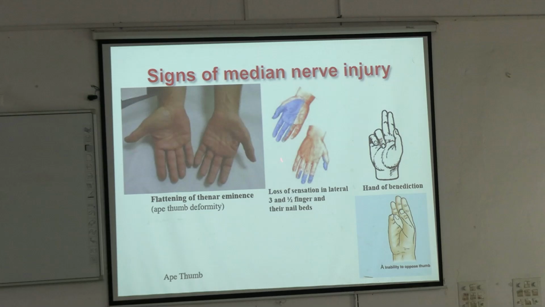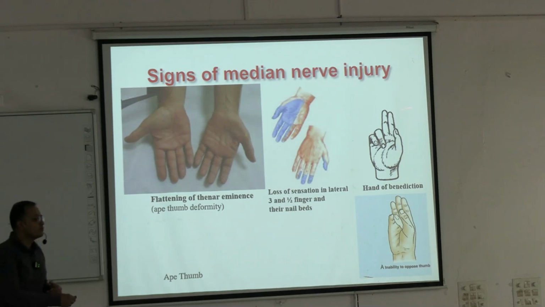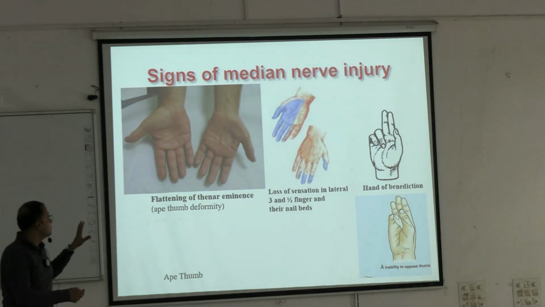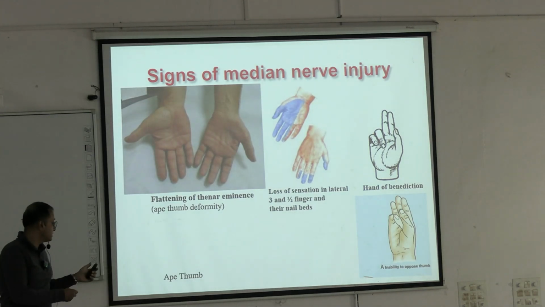Now, if you ask this person to make a fist, they cannot make a full fist. They make half of a fist, because the ulnar nerve is working. So on this side the fist is made, and this side remains as it is and looks like a Pope's hand. We call it the hand of Benediction, or Pope's hand deformity. So these are the signs of median nerve injury which are present if you have damage to it.